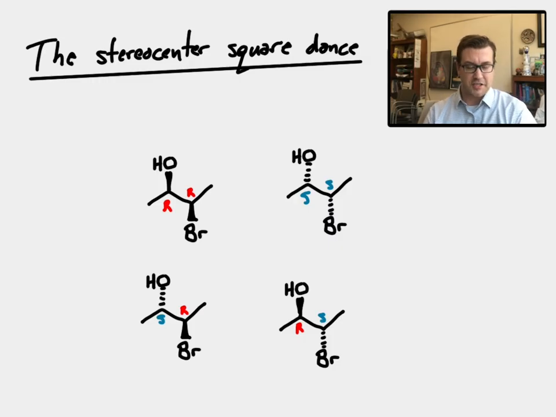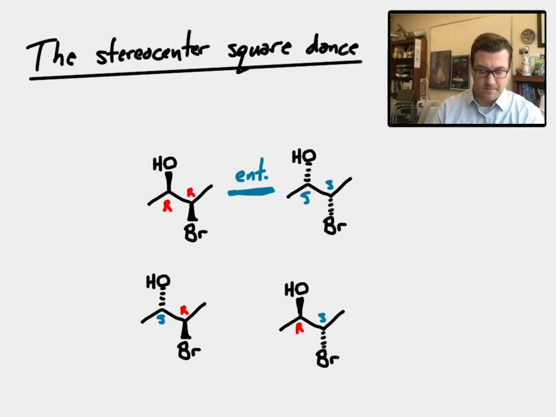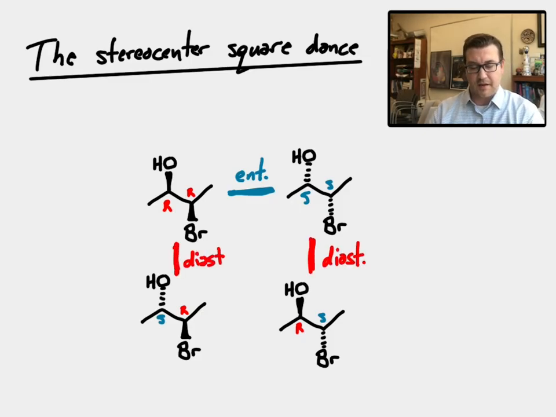So let's look at the relationship between these four different molecules. Again, the ones on the top are enantiomers, as we discussed on the last page. You flip them over and they are non-superimposable mirror images. Vertically, I've drawn these as diastereomers. Again, you've swapped one of the two stereogenic centers, but not both of them.